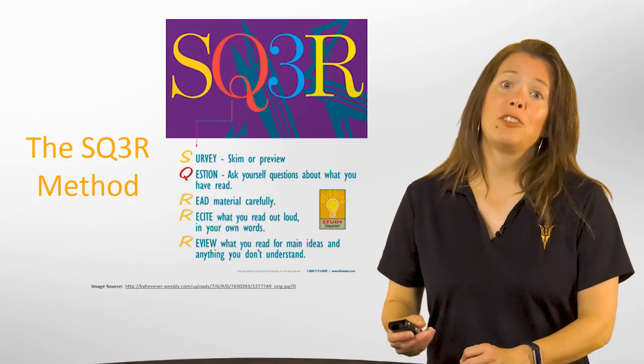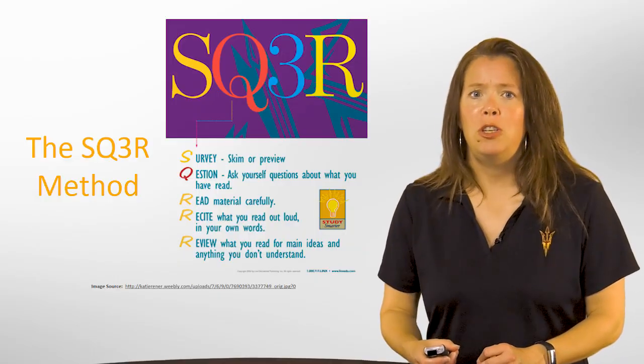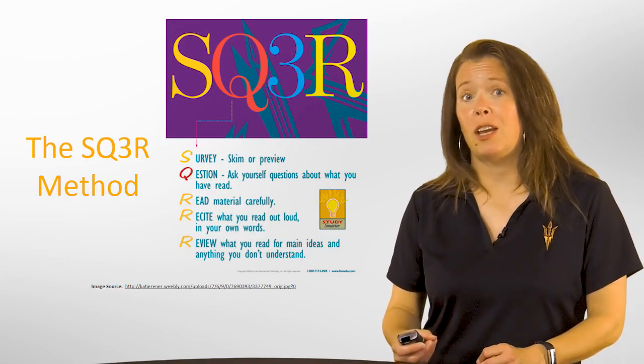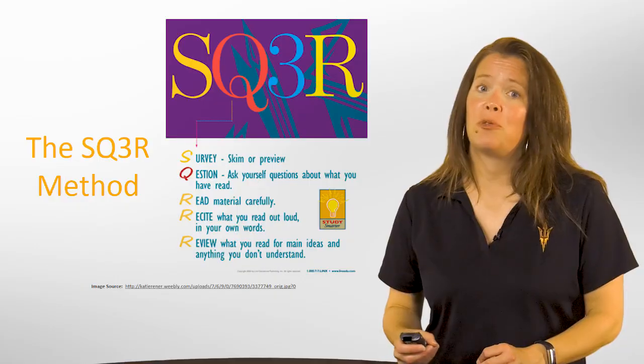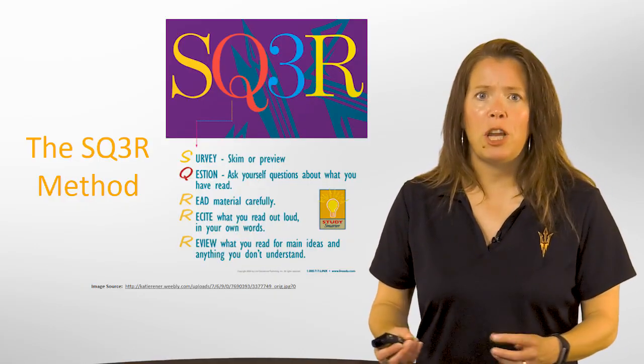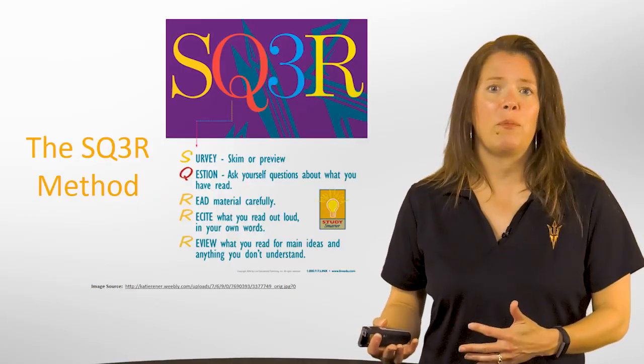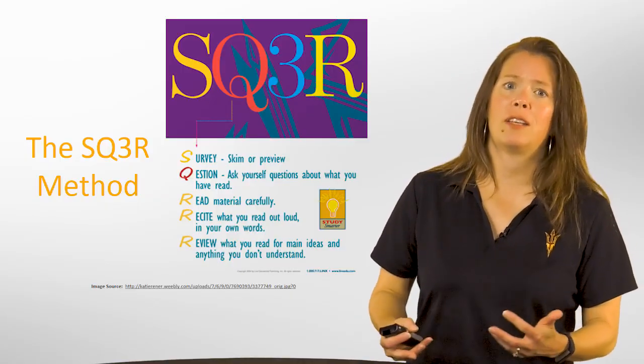It's called the SQ3R method. It's a specific approach that you can use to be more effective as you're reading textbooks. The S stands for survey or skim your reading beforehand. Go through the chapter and look at the pictures, the diagrams, the sidebars, and the chapter summary before you settle down to read the entire text.